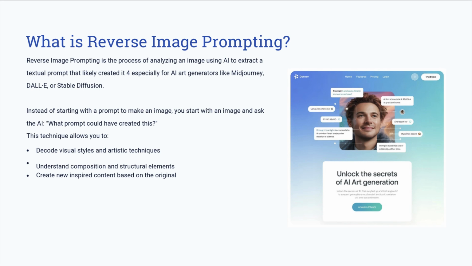So, what exactly is reverse image prompting? It's basically when you take an image, any image, and use AI to figure out what kind of text prompt might have been used to create it. This is especially useful if you're working with tools like MidJourney, DALL-E, or Stable Diffusion. Usually, we start with a prompt to make an image. But here, we flip it. We start with the image and ask the AI, hey, what prompt could have created this? And the cool part? It helps you decode different visual styles and art techniques, understand the composition and structure behind great images, and even come up with new, inspired content based on the original. It's like peeking behind the curtain to see how the magic was made.